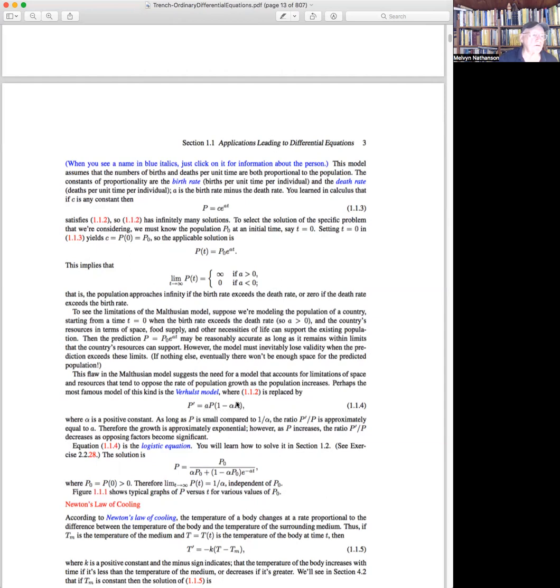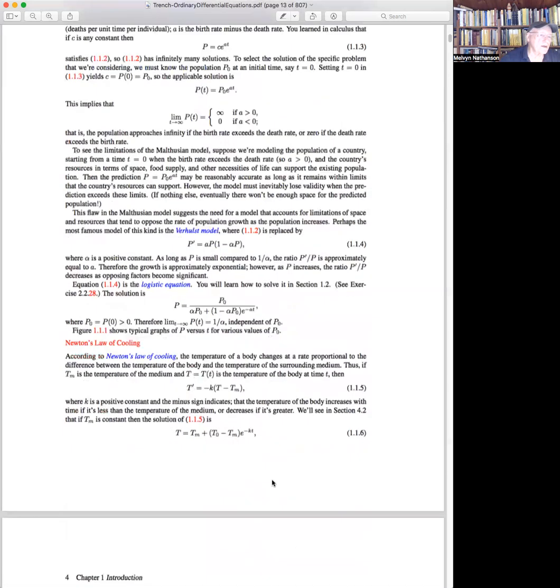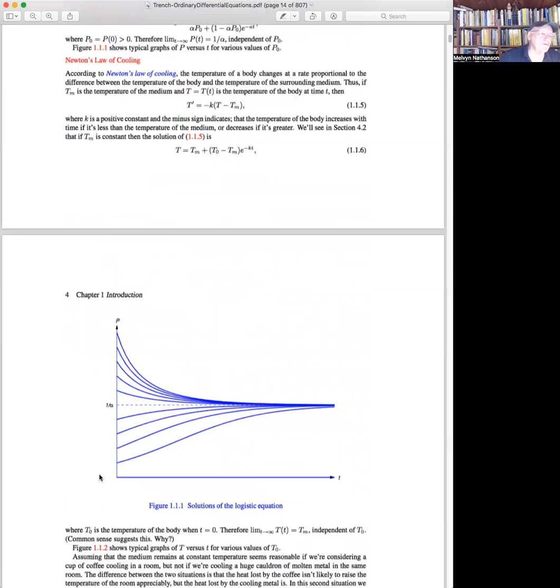So when this number is very close to 1, which means alpha P is close to 0, or 1 over alpha is very small compared to P, this is approximately P prime equals A times P. And you should have learned in Math 176, Calc 2 at Lehman, how to solve this differential equation. This is what the solution looks like. It looks somewhat complicated, but in any case, we'll learn later on in the course, in a week or two, how to solve this differential equation and get this solution. And this is typically what the solutions look like.